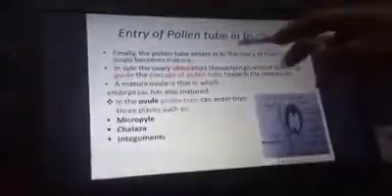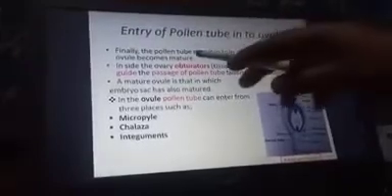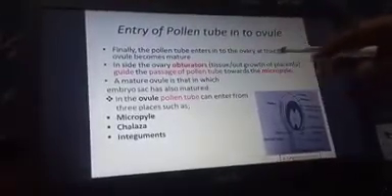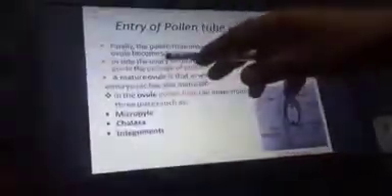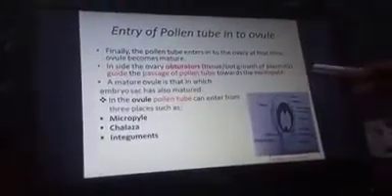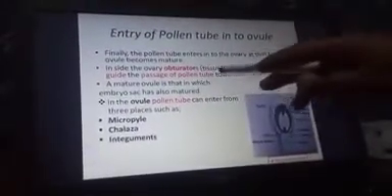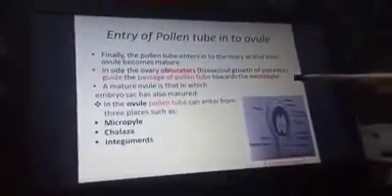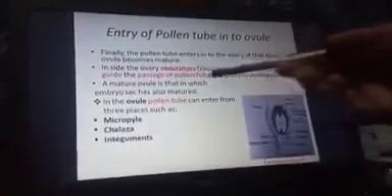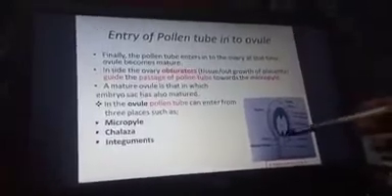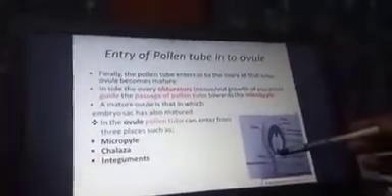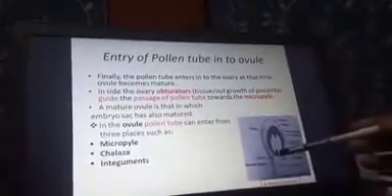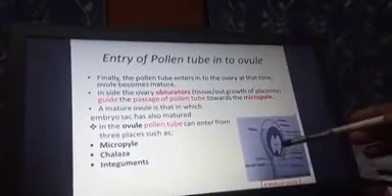Now, the entry of the pollen tube into the ovule. Finally, the pollen tube enters into the ovary. At that time, what happens? Ovules become mature. Inside the ovary, obturators, that is some sort of tissue or outgrowth of the placenta, guide the passage of the pollen tube towards the micropyle. This is the micropyle position. A mature ovule is one in which the embryo sac has also matured.